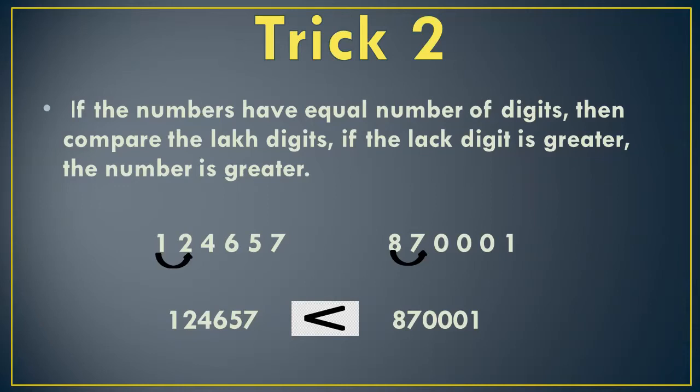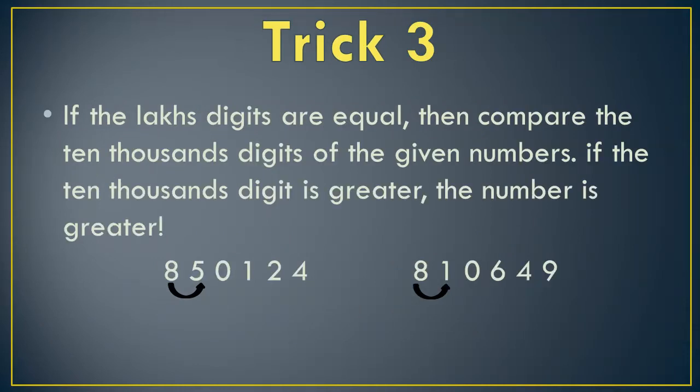Now move to trick alert 3. If the lakh digits are equal, then compare the 10,000s digit of the given numbers. If the 10,000s digit is greater, the number is greater. So what does this mean? This means that if I have a number like 850124, it is a 6-digit number. And then I have another number like 810649, which is also a 6-digit number. So the number of digits is equal.